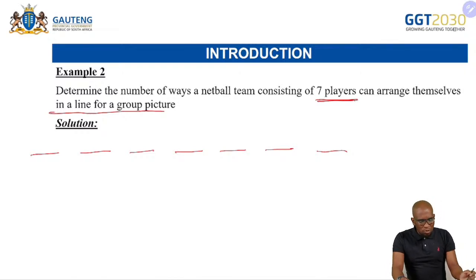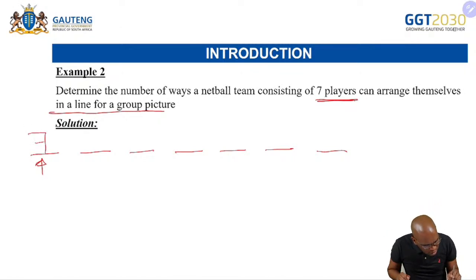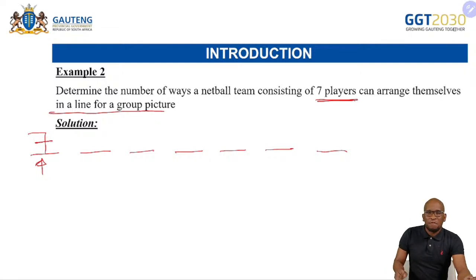Now, the first thing that we're going to do is, when filling the first position, we're going to ask ourselves, how many options do I have of filling that position? How many choices do I have? If you have 7 players and all of them have different names, you can put any of them in the first position. So we're going to say that we have 7 options because all of them have equal chances of being in the first position.